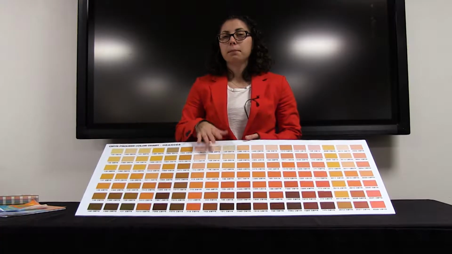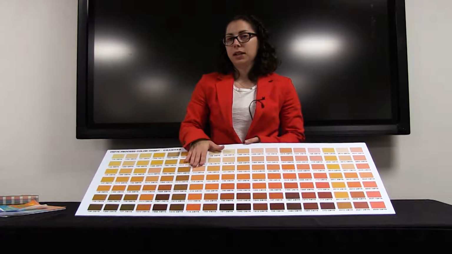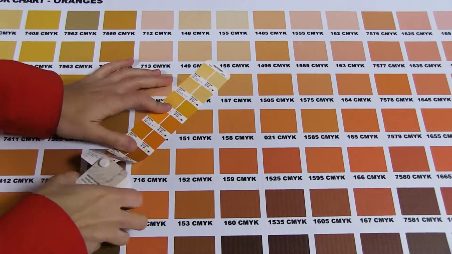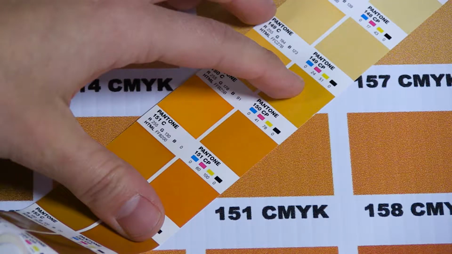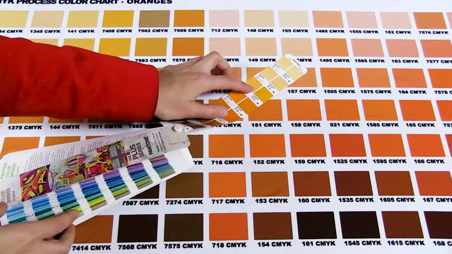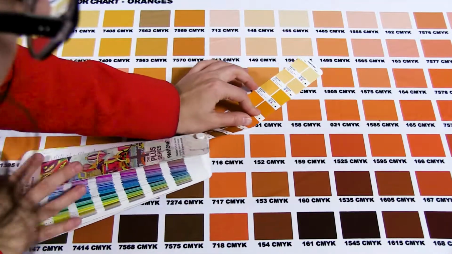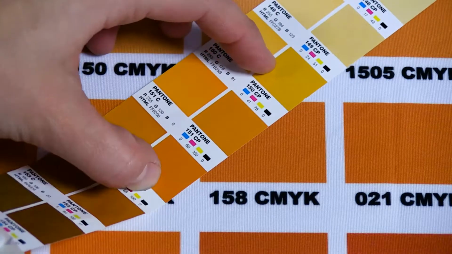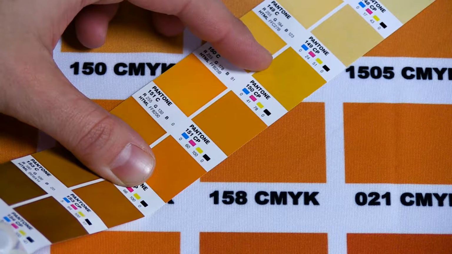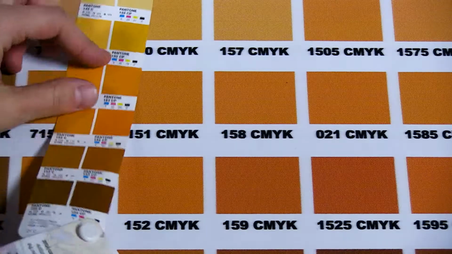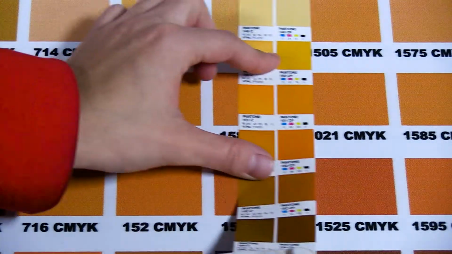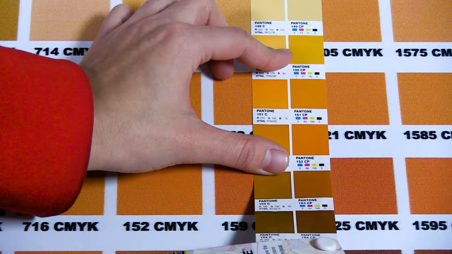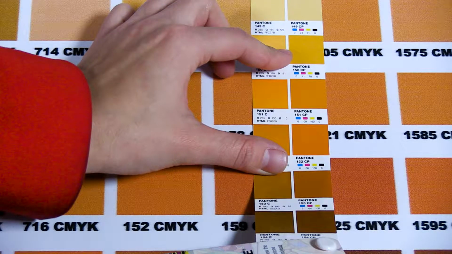So let's take a look at PMS 151 on 13-ounce smooth. As you can see, PMS 151 looks really close to what is shown on the PMS book. Now let's take a look at the same grid on two-way stretch fabric. As you can see, PMS 158 is closer to 151. Now let's take a look at the same grid on 4mm Coro. As you can see, PMS 151 is closer to PMS 021.